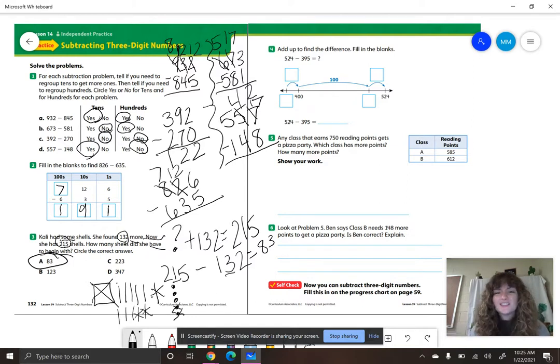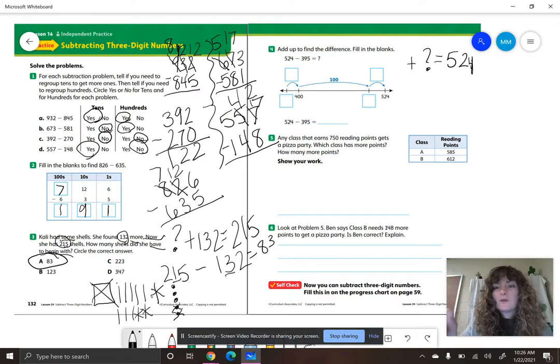Ooh, what strategy are we using to solve this problem? An open number line. All right, so it says add up to find the difference. Fill in the blank. Okay, so it's wanting us to think of this subtraction problem and change it up to an addition problem. So I know my whole. My whole is 524. I am trying to find my missing part, my difference.